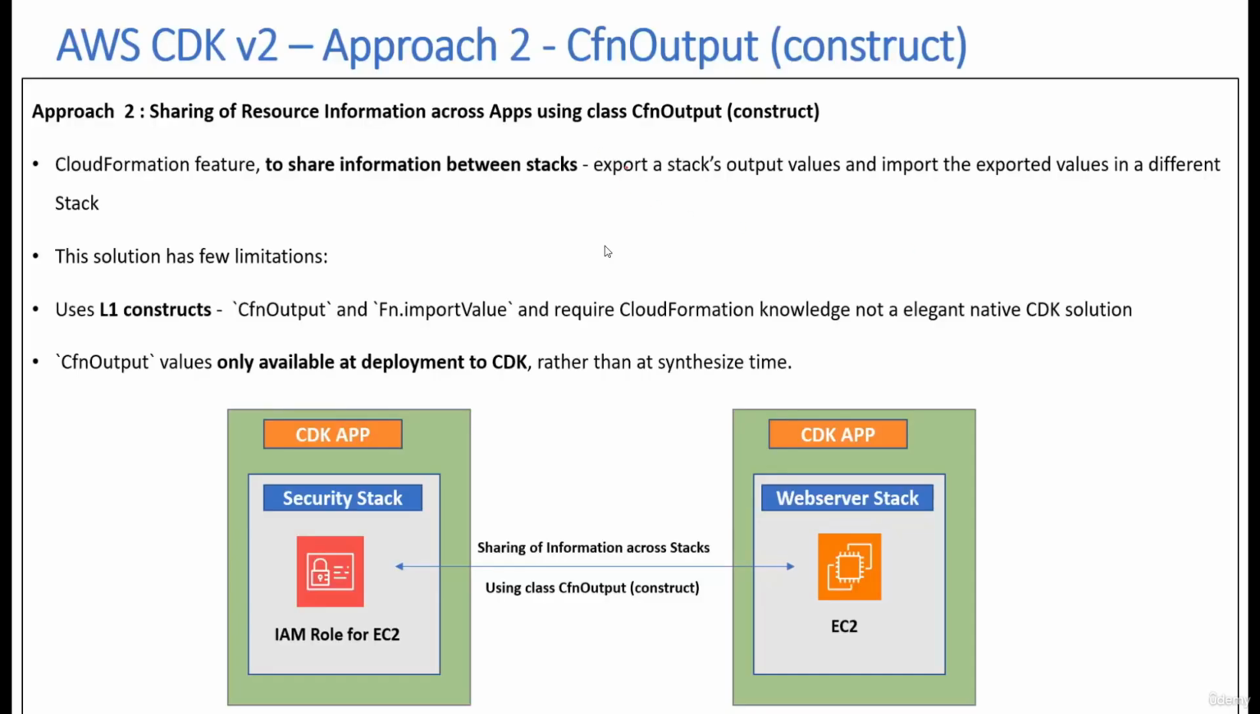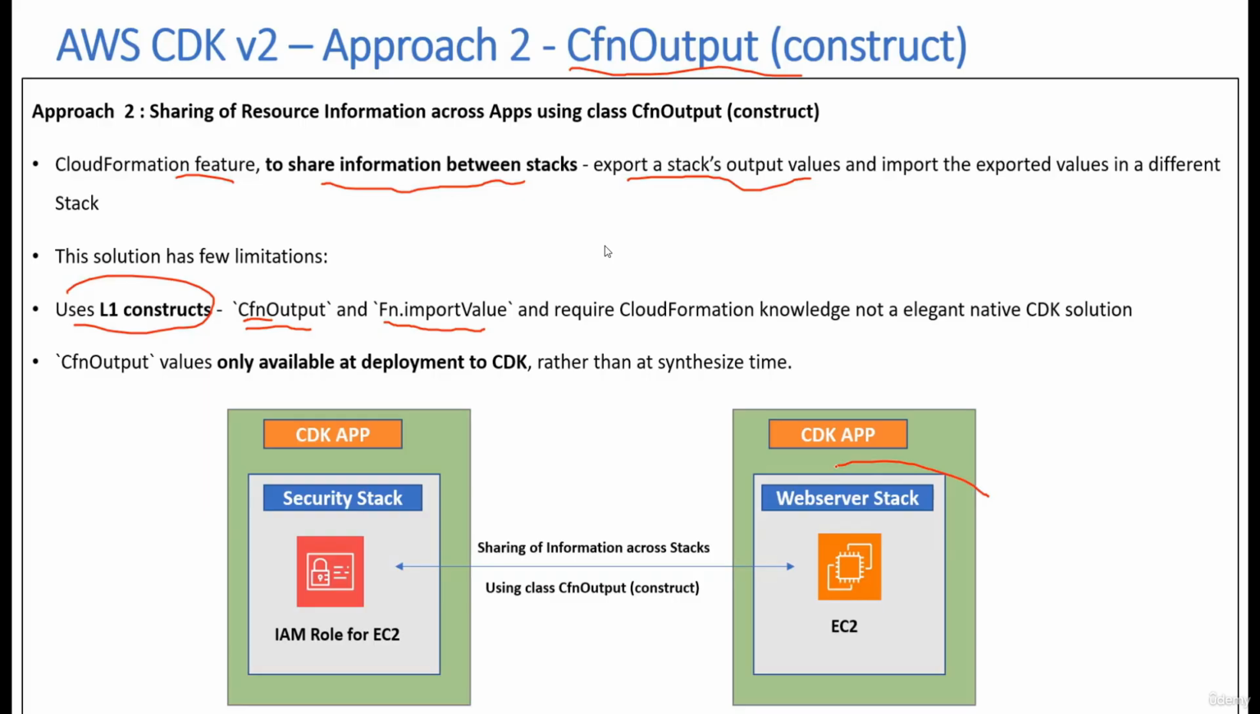Okay, now the second approach for resource or information sharing across apps is using the CFN output construct. It's a CloudFormation feature to share information between stacks. So you export a stack's output value and then import it in a different stack. So it's basically an L1 construct, as you can see, there's a prefix CFN. So you'll use the CFN output to export the value and then use the function import value in the app that requires to consume information related to the service that is being created in a different app.